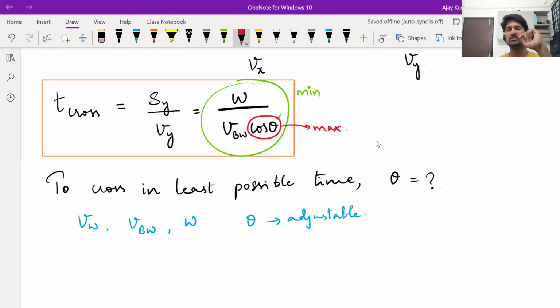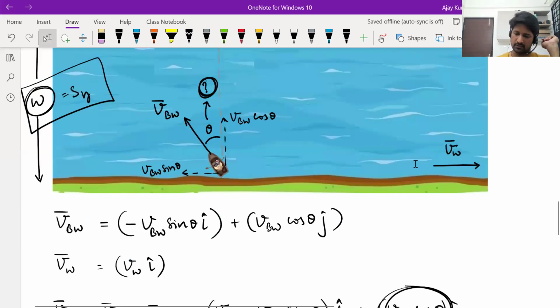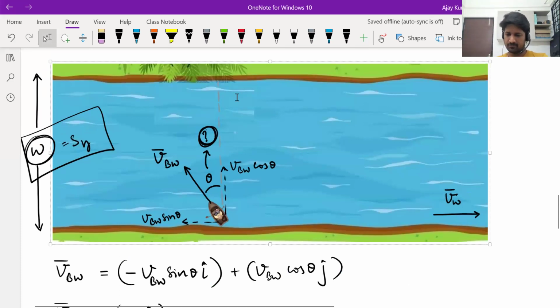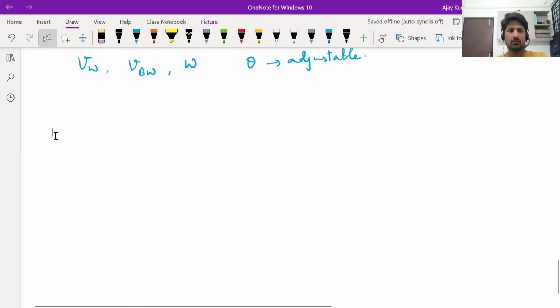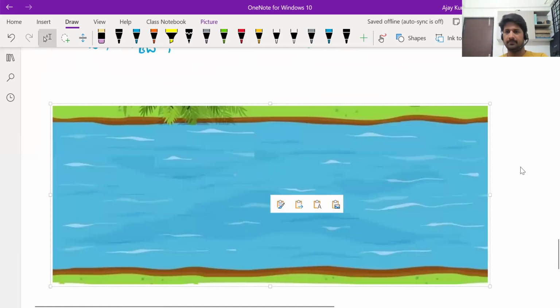Aishwarya, tell me, when is cos theta maximum? Means for what angle theta is cos theta maximum? 0 degree. Correct. Theta should be 0 degrees. Theta being 0 degrees means the boat should be directed perpendicular to the flow of the river. So it should not be inclined at an angle like this to cross the river in the shortest possible time.